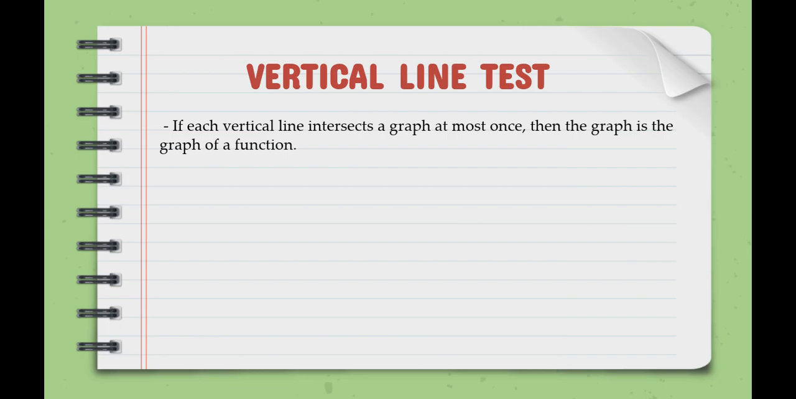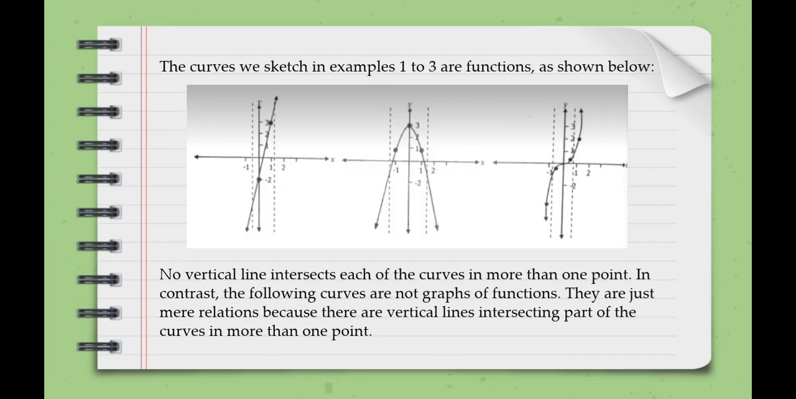Dapat po, kapag magko-construct po tayo ng vertical line test, dapat po mako-consider natin ang isang graph na function if magi-intersect ang vertical line natin sa graph exactly one point lamang. Ganito po para mas lalo po ninyo maintindihan. Ayan. So, the curves we sketch in example 1 to 3 are function as shown below. No vertical line intersects each of the curves in more than one point. In contrast, the following curves are not graphs of a function. They are just mere relation because the vertical lines intersect part of the curve in more than one point.